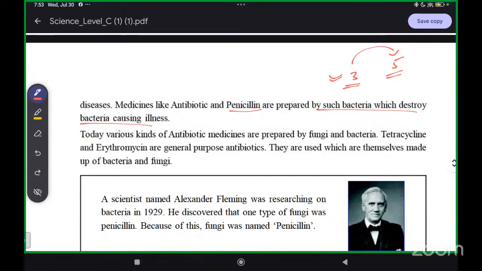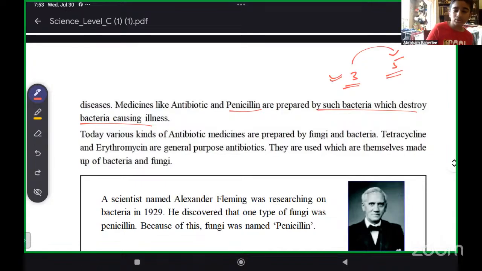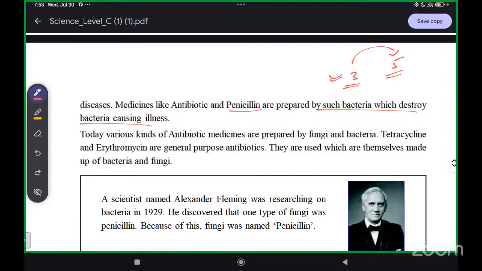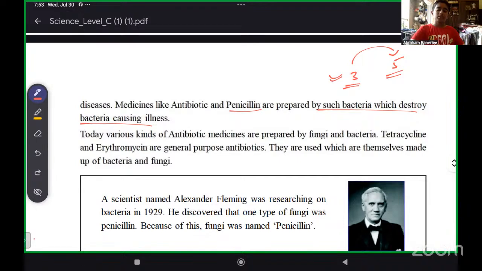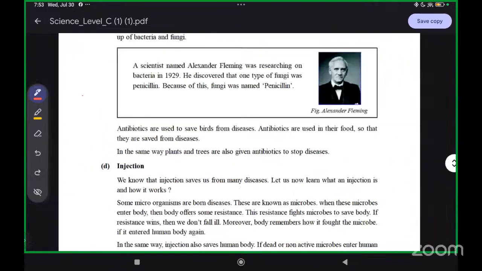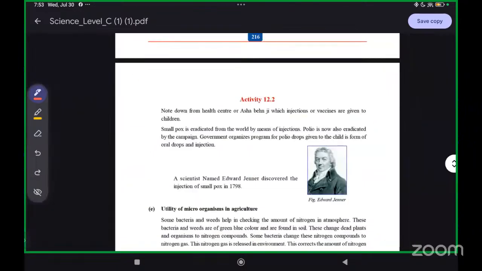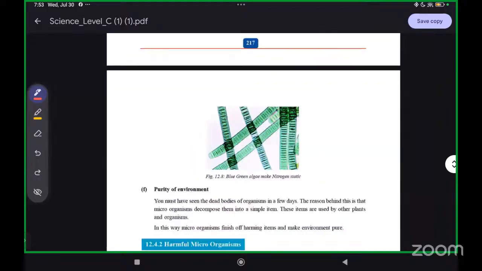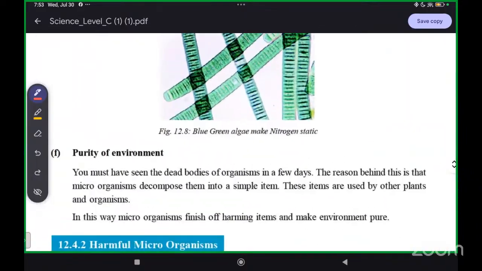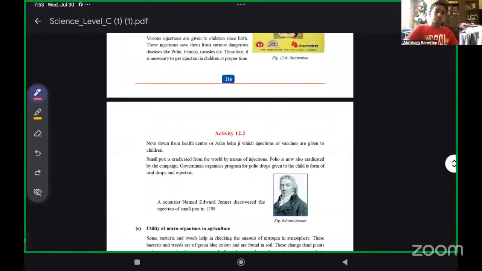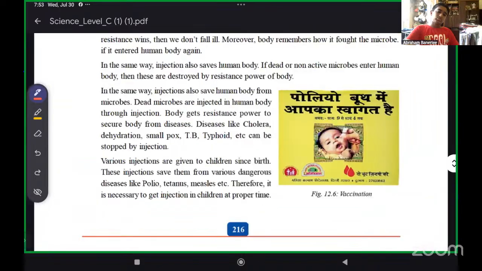Thank you, ma'am. Ma'am, can you also show some antibiotic medicines? Can you show us a video about them? Okay, we will do a video about them once we finish with this topic. Okay, let's do this topic and then we'll see.